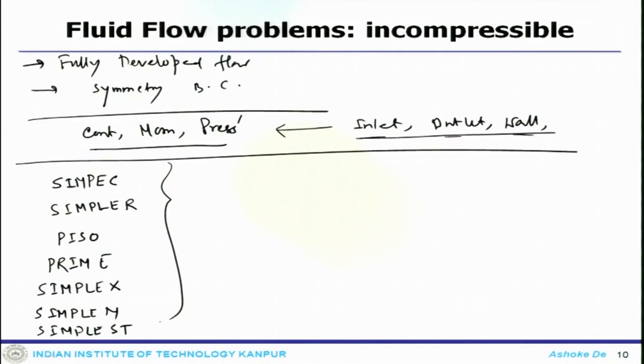Now, we will discuss a couple of more, like let us say we will discuss SIMPLEC and PISO obviously, and to discuss PISO we may need to discuss SIMPLE prime, because PISO is some sort of a combination of these two. So, we will stop here today and we will take from here in the follow up lectures. Thank you.